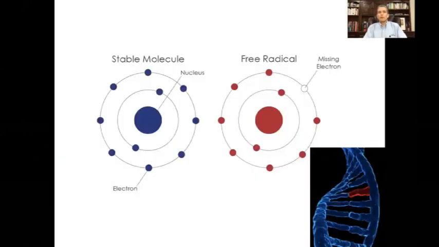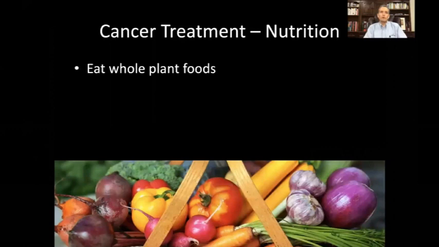So how can you help that with nutrition? Well, you want to eat whole plant foods because they're high in antioxidants, and antioxidants are molecules that can come up against an oxygen-free radical, can either take away one of its electrons or give it an electron and not be damaged itself. And so it ends up stabilizing the oxygen-free radical and itself remaining stable.